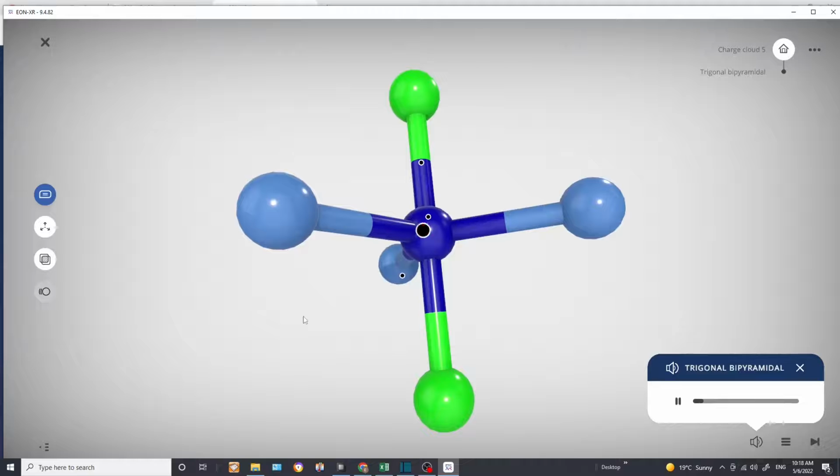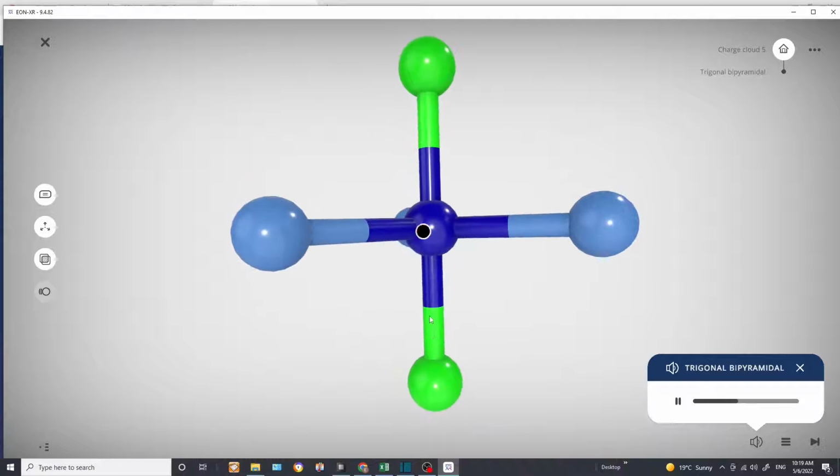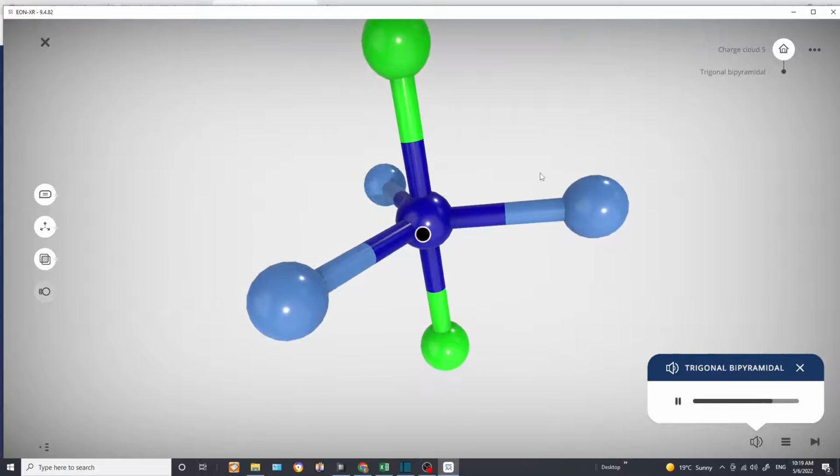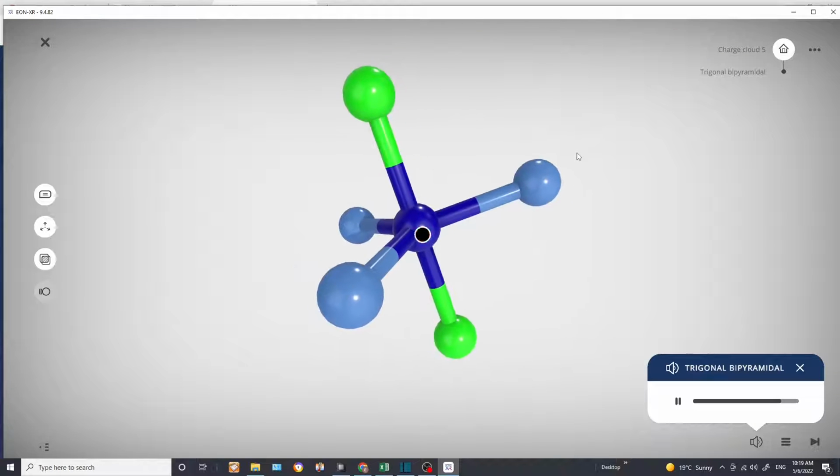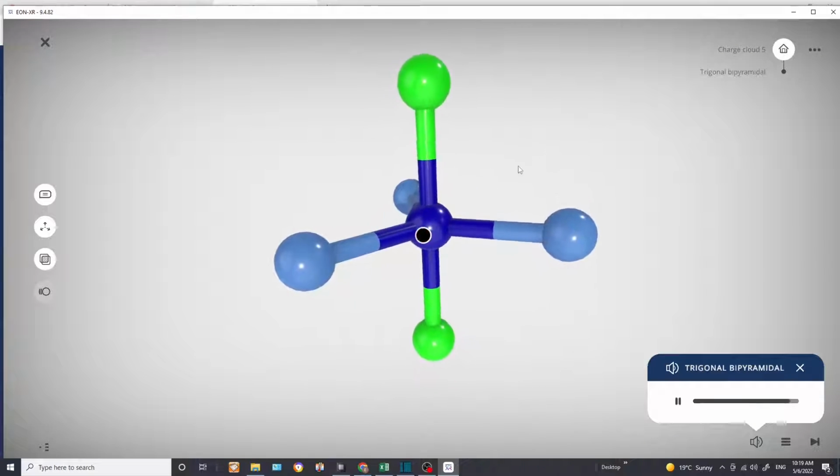The atoms in the horizontal plane are in the equatorial position, and the atoms that are in the vertical plane are in the axial positions. So in this particular example, the blue atoms are in the equatorial position and the green atoms are in the axial position.